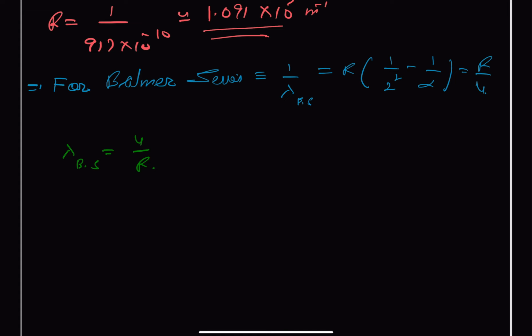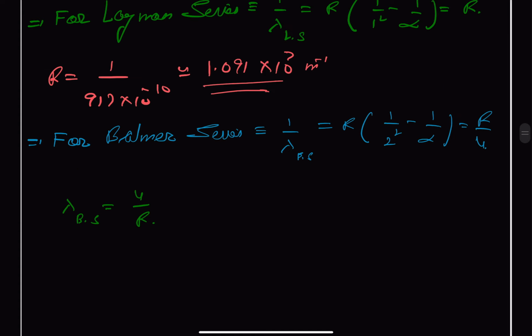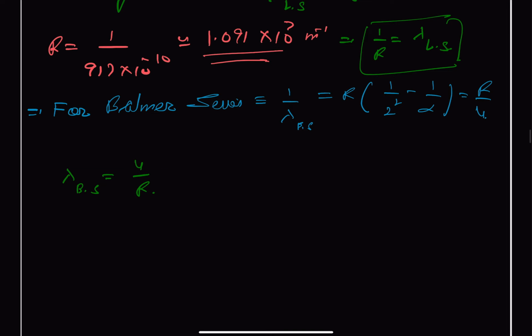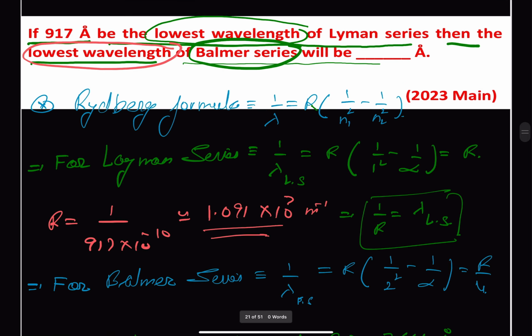So from here, 1 upon R is equal to lambda Lyman, so we can directly use that value. This comes as 4 multiplied by lambda Lyman, which gives us 4 into 917, giving 3668 angstrom. So the minimum wavelength is 3668 angstrom.